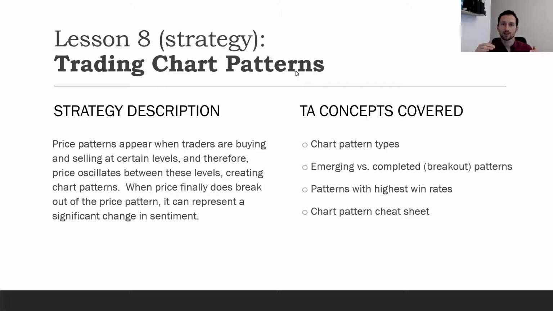And in these cases, they're not horizontal support or resistance levels. They are typically slanted at an angle or a slope. And so as the price oscillates between these levels, they create chart patterns. And when the price finally does break out of the price pattern, it can represent a significant change in sentiment.